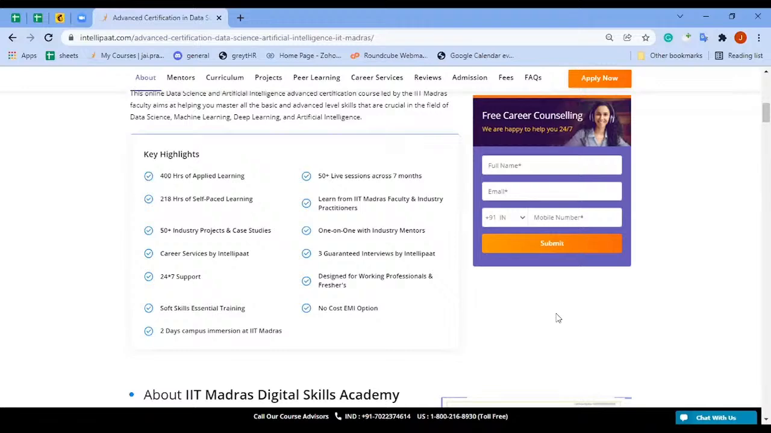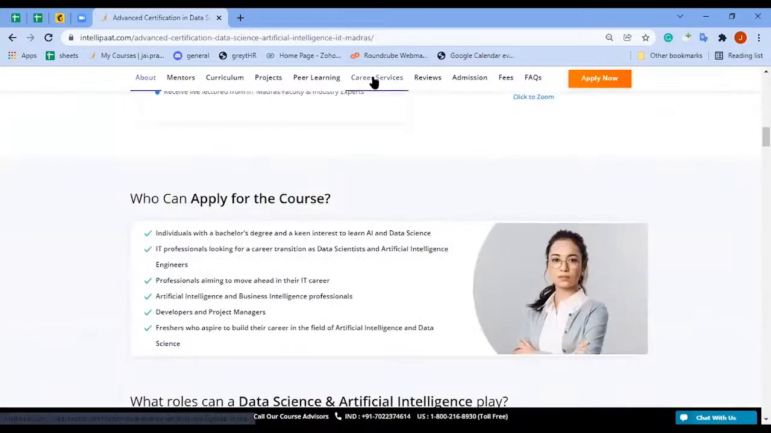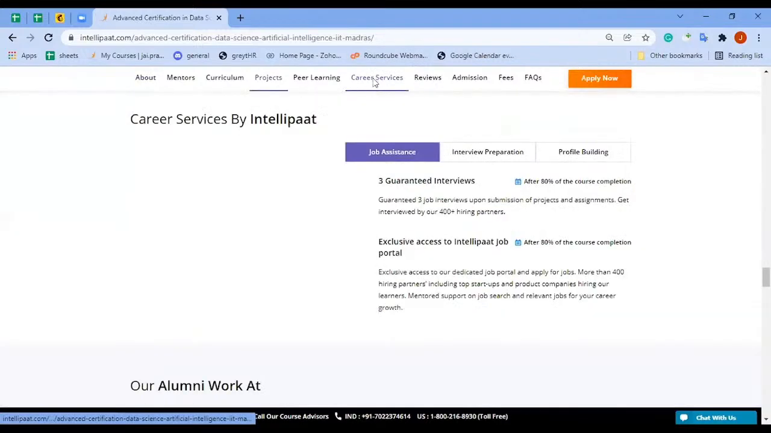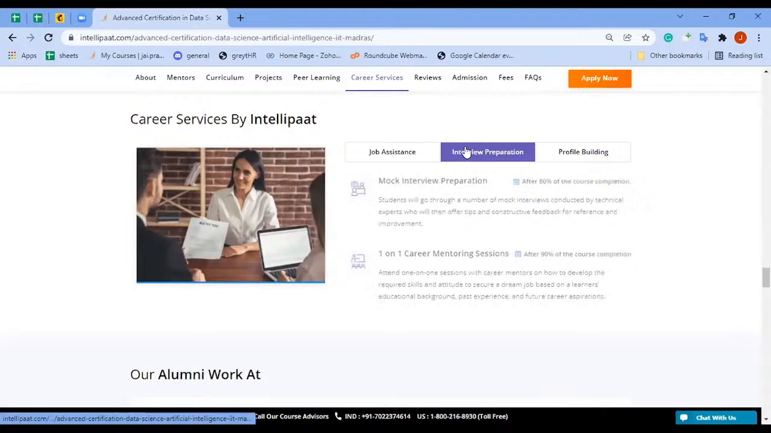Okay, now in terms of career services, you see the career services and three guaranteed interviews. To scroll down, click on career services. I'll explain the job assistance and the career services offered by Intellipaat. In terms of providing you with job opportunities, firstly, we have a tie-up with 400 plus companies across the globe. Initially, we will help you with your resume preparation and your LinkedIn profile update. Once that is done, we will share your resume with the different tie-ups that we have.